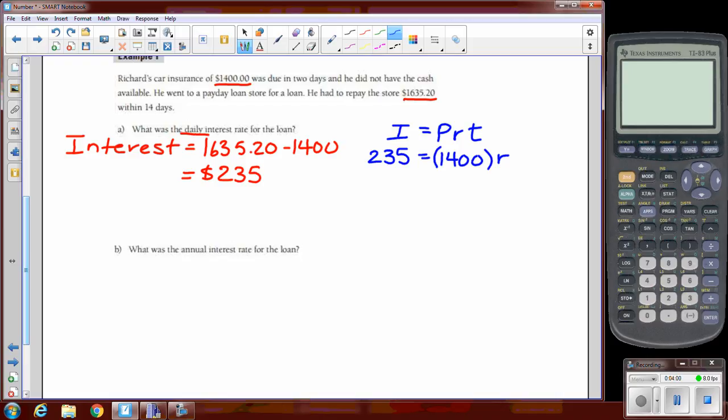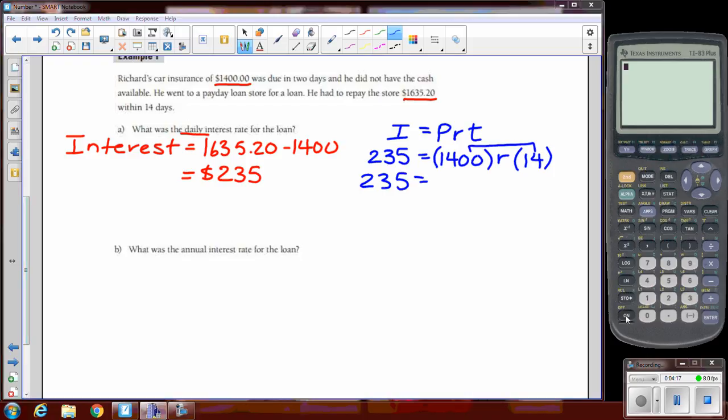That's what we're trying to figure out. And he had it for 14 days. So now we have to manipulate this equation to figure out how much his interest rate is. So the 235 stays. We can multiply these two numbers. So in our calculator, we could say 1,400 multiplied by 14. That tells us $19,600. That's the multiplication. Still times R.